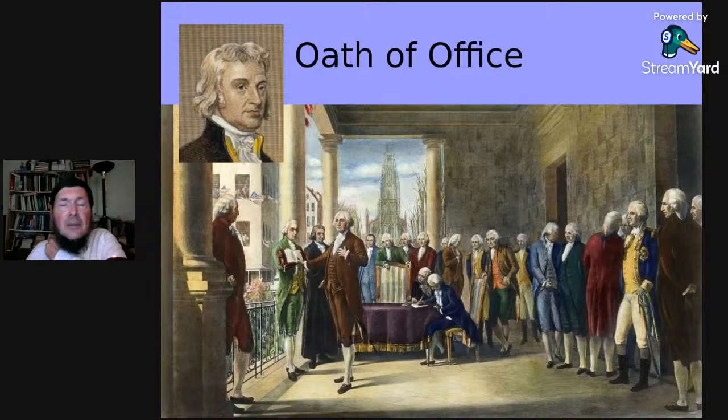The last president who didn't say, "So help me God," interestingly, because it was voluntary for a long time, and sometimes people would say it, and sometimes they wouldn't. The last one who didn't say it was Herbert Hoover.